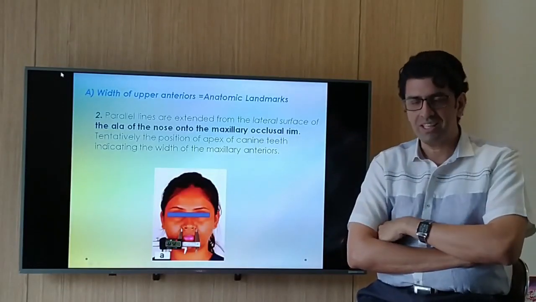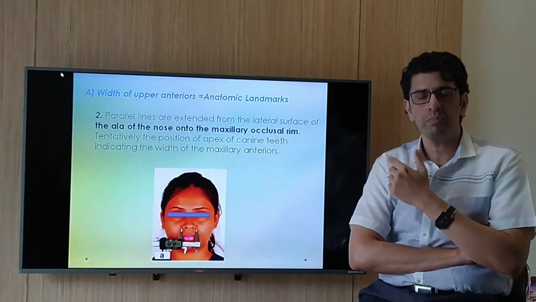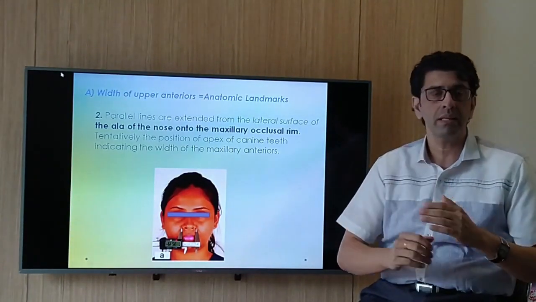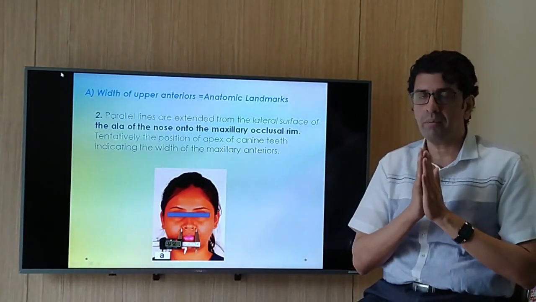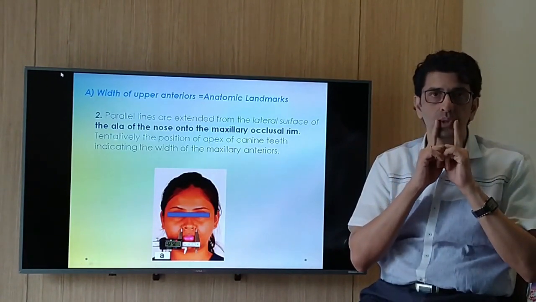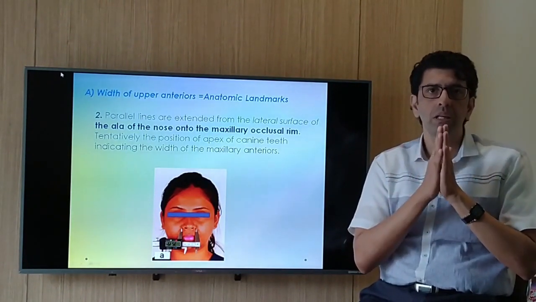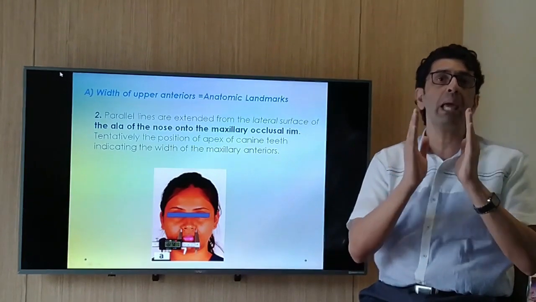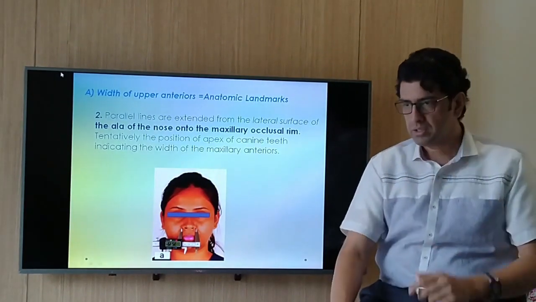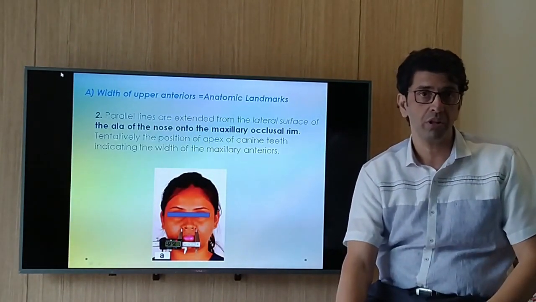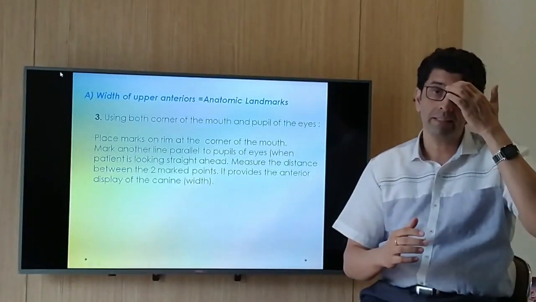So when we talk about the width of the teeth, we saw the first parameter, and the second parameter is basically parallel lines extending from the ala of the nose onto the occlusal rim. This should primarily give you a tentative position for the apex of the canine, okay? So that will help you in measuring the width of the anterior segment.